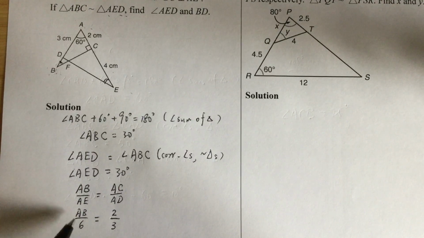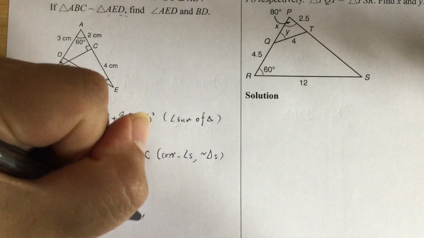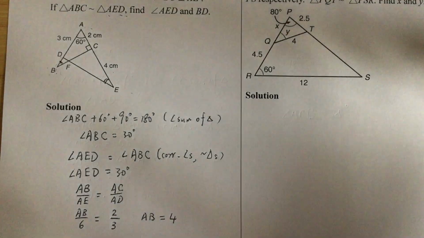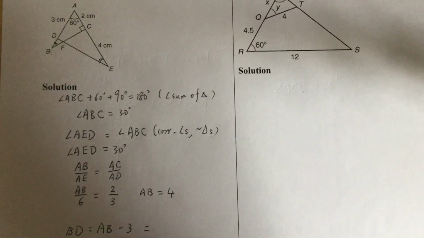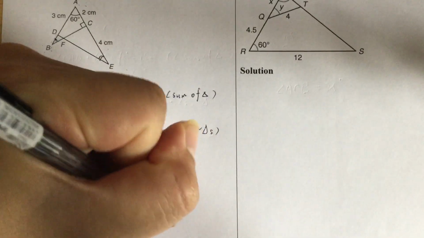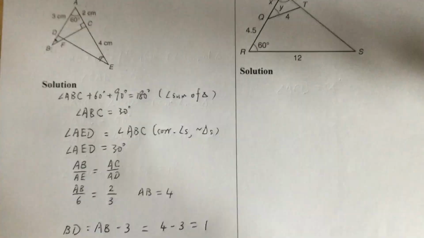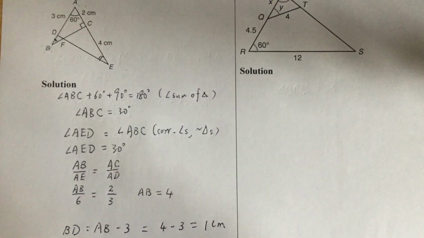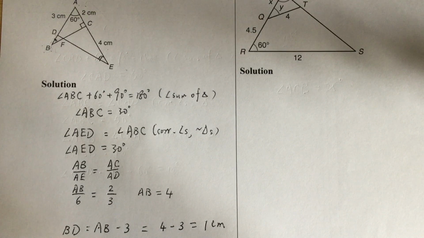So what we can do is times 6 over there, so we know that AB is equal to 4. We can solve the problem. And then because we know that AB is equal to 4, BD is 4 minus 3, so this is 1. So we solve the problem easily. So 1 cm, we must write down the units also.